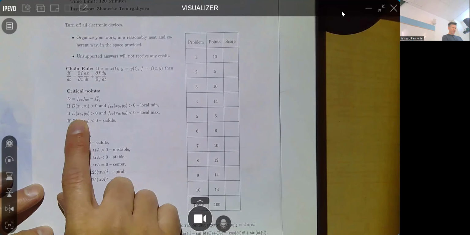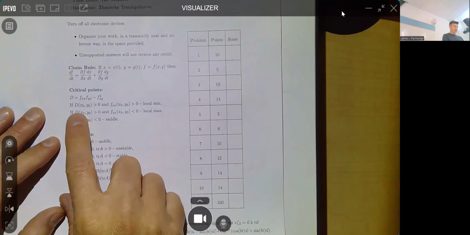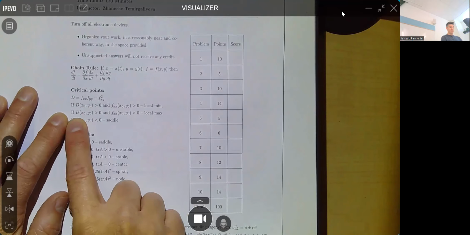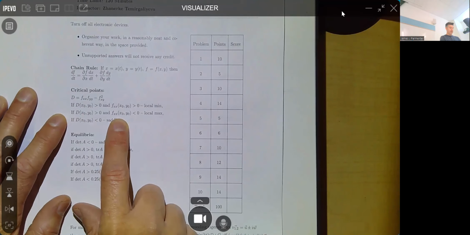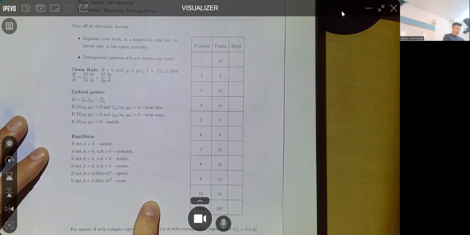For critical points for functions of 2 variables, she's telling you what the D thing is that you have to calculate. She's even giving, wow, this feels quite generous to me, in my opinion, right? She's telling you if your D is positive and your second derivative is positive, you have a minimum. If your D is positive and your second derivative is negative, you have a local maximum. And if your D is negative, you have a saddle. How kind.